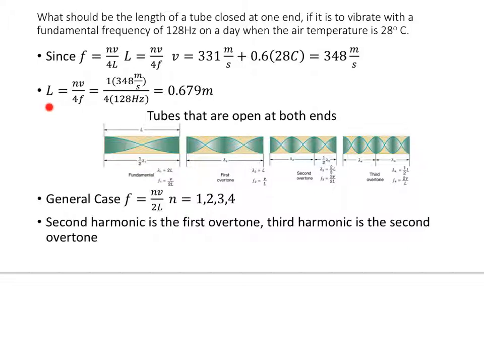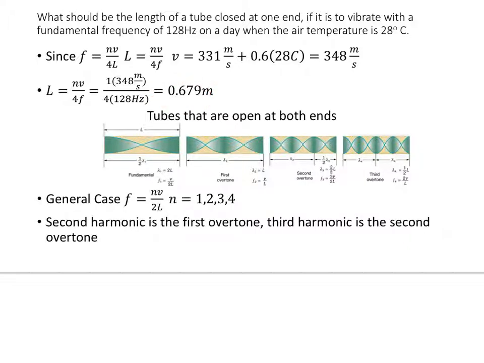Now we can calculate the length of the air column. Notice this is the fundamental frequency, so n here is 1. v is the 348 that we calculated, divided by 4 times this frequency, which is 128 hertz. So that is 0.679 meters.